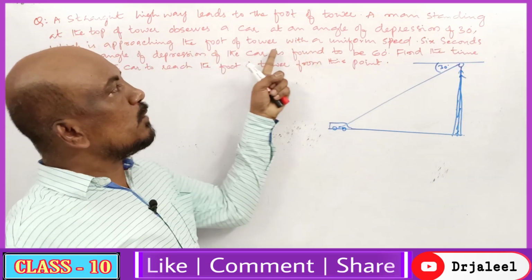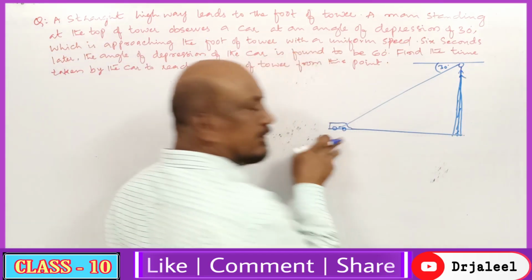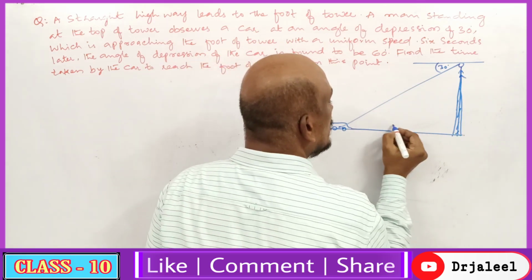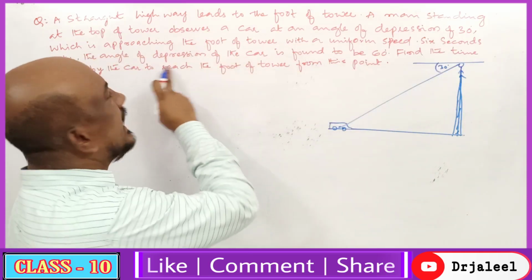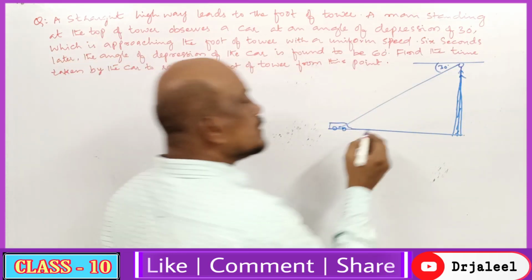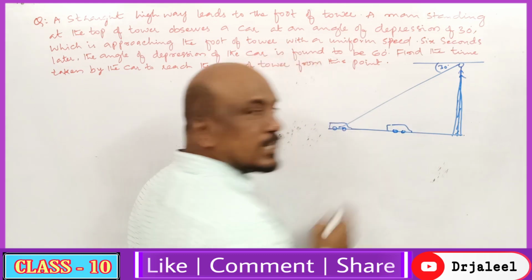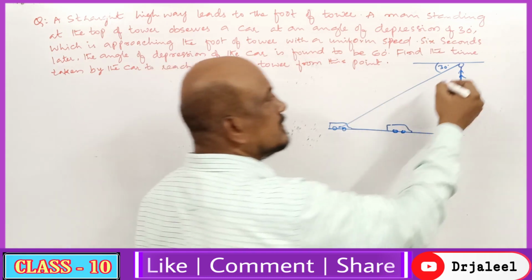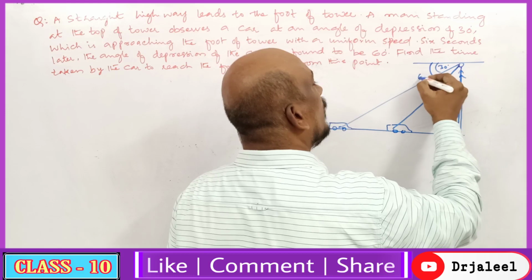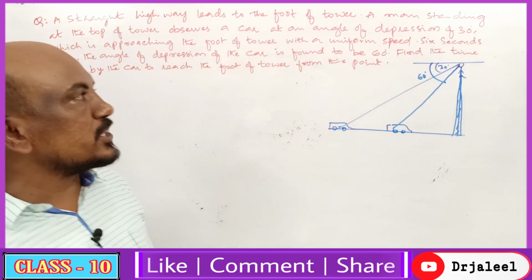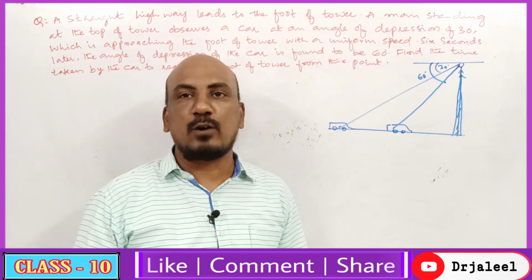Which is approaching towards the foot of the tower at a uniform speed. This car is approaching the foot of the tower, meaning it is going towards the foot, right? 6 seconds later, the angle of depression of the car is found to be 60 degrees. So after 6 seconds the car will certainly move forward and change its position. Suppose it has come here in 6 seconds. Now when the same person observes the car, it makes 60 degrees of angle of depression. Find the time taken by the car to reach the foot of the tower from this point.